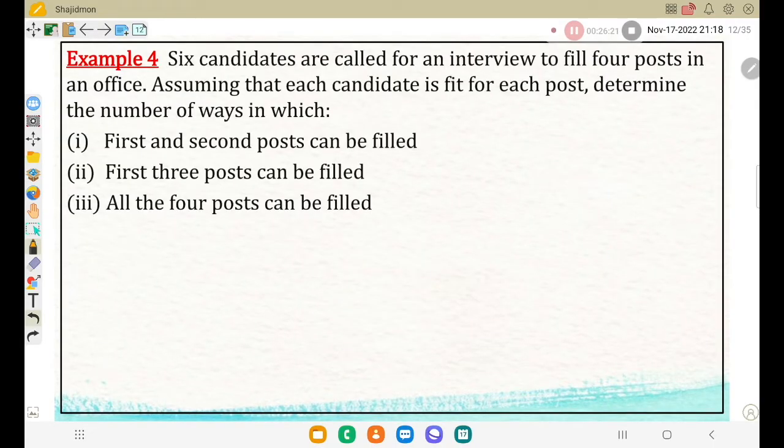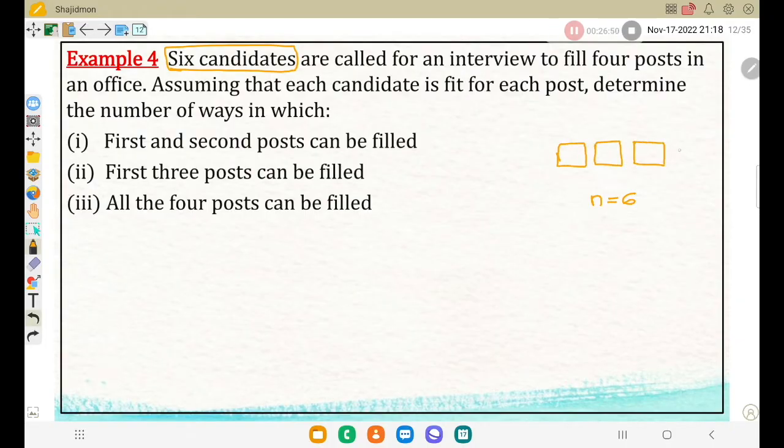Okay, now let me go to one example here. Six candidates are called for an interview. How many candidates? We have 6 candidates, so I am writing here n equal to 6. We have 6 candidates called for an interview to fill 4 posts. How many vacancies do we have? Post means jobs, correct? We have 4 posts to fill in an office.